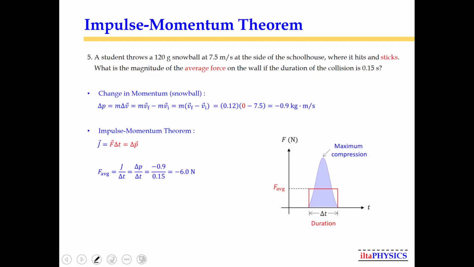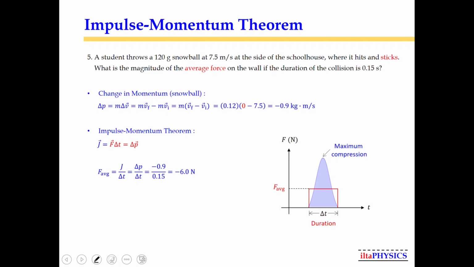Problem number 5 describes a scenario where a student throws a snowball at a wall and it sticks. If the collision between the snowball and the wall lasted 0.15 seconds, what was the average force applied to the wall? Whenever you see a problem where objects collide like this, the first things that should pop into your mind are impulse and momentum. First, let's think about the average force mentioned in the problem.